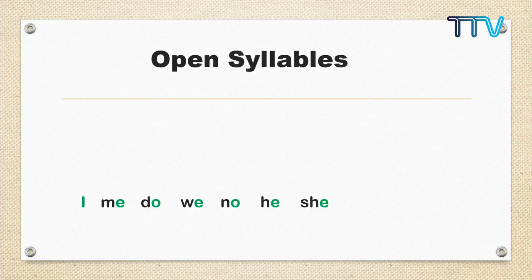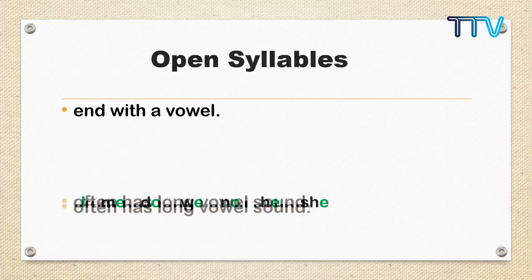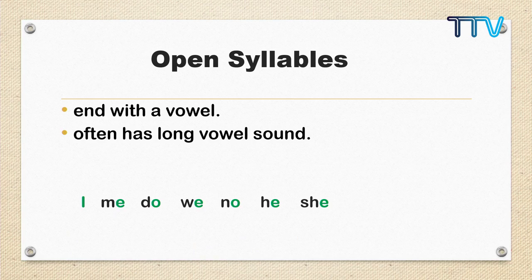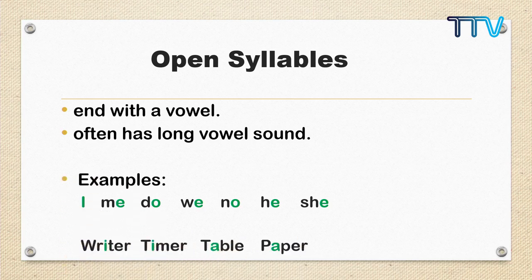I told you open syllables end with a vowel and often have a long vowel sound. These are examples of open syllables: I, me, do, we, writer, timer. The first ones are one-syllable words, and writer is a two-syllable word. Here I have highlighted the open syllables in writer, timer, table, paper.